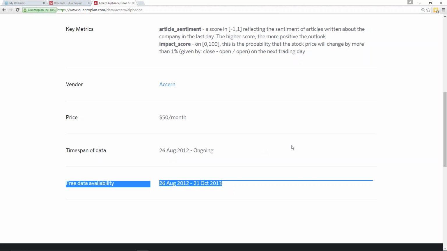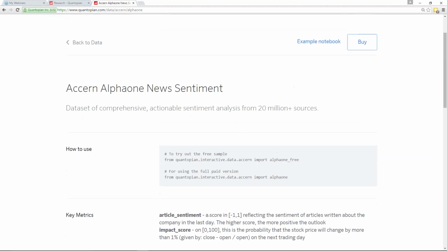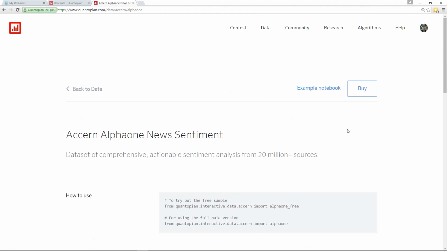Once you do make that buying decision, there's a subscription fee on a monthly basis. Each of these vendors is different. If you want to look at a sample, we've got some documentation, but if you want to look at it and get started quickly with a sample, there's that example notebook link there.